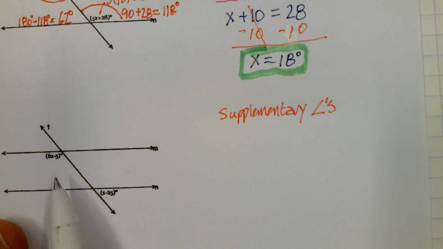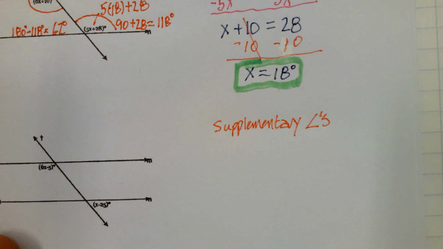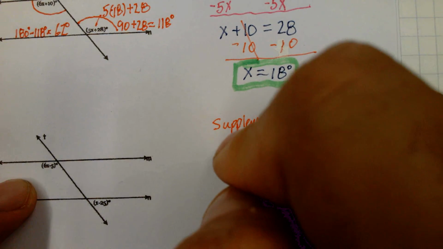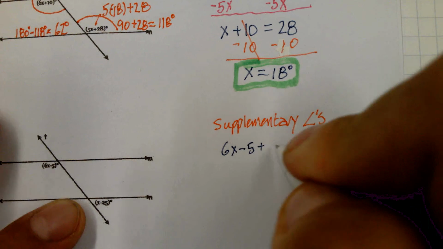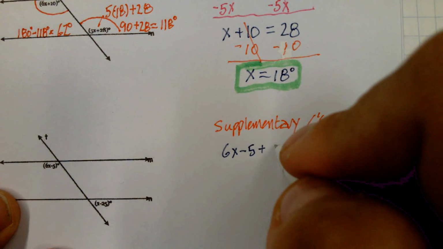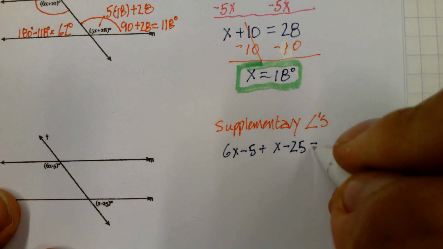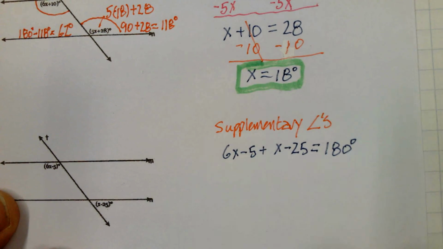So we can form an equation by adding these together and setting it equal to 180. So we could say 6x take away 5 plus x minus 25 equals 180 degrees.